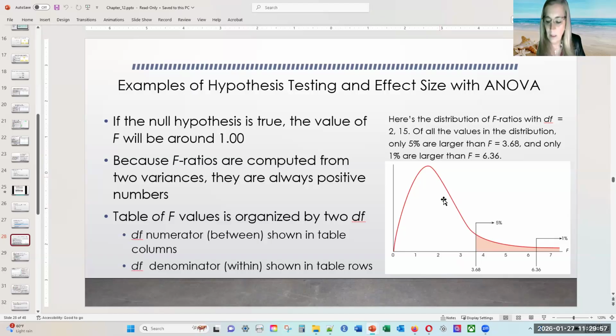6.36. And you can see why these critical values are different from what we see in the t-test, because the shape of the F distribution is much different from the t-test.